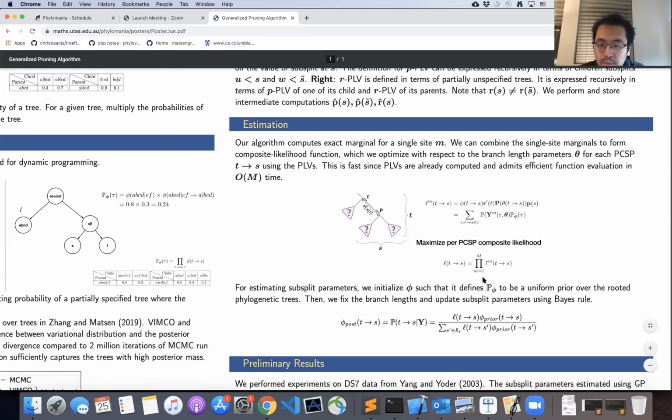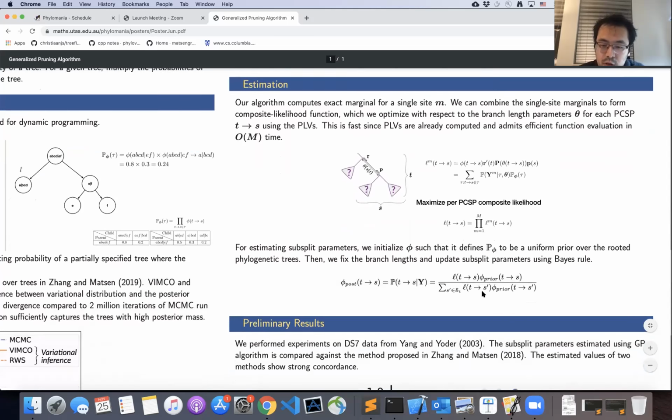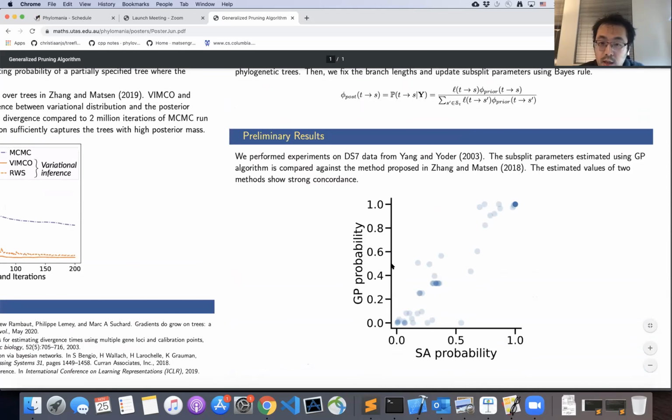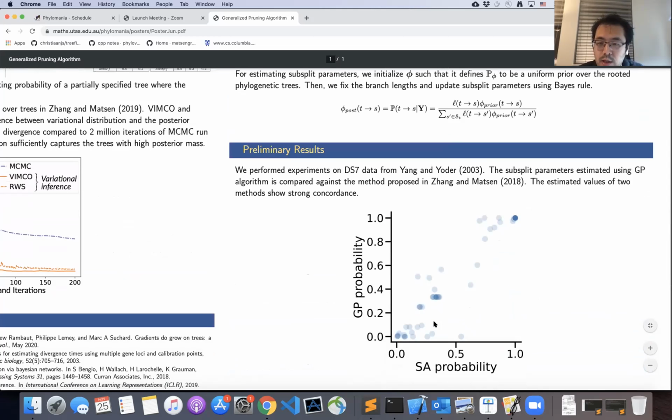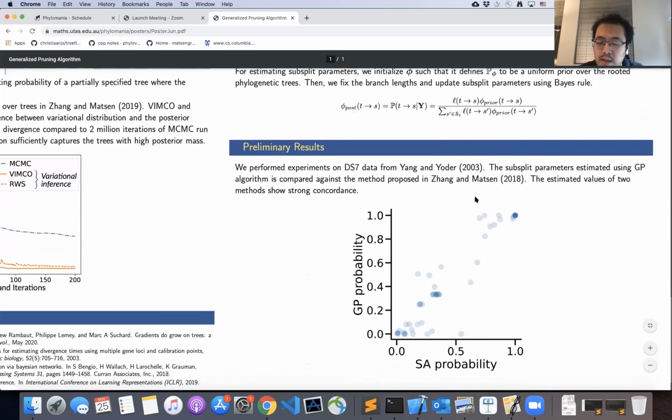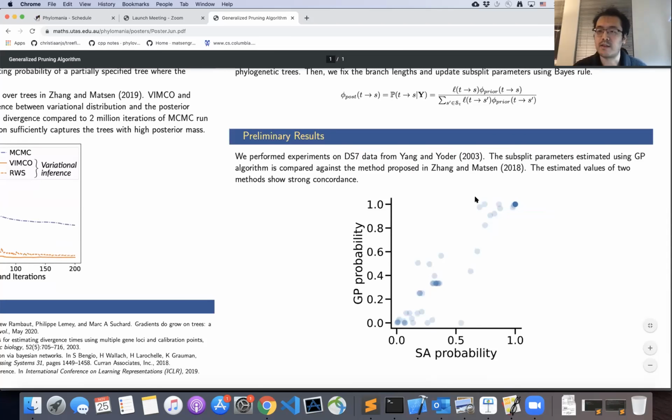We used this estimation procedure and show that it seems to be doing a good job of estimating the conditional probability table that I showed previously, when compared to other methods used in Zhang and Madsen. Yeah, that's it. Thank you.